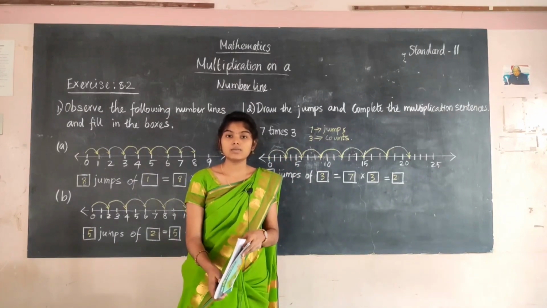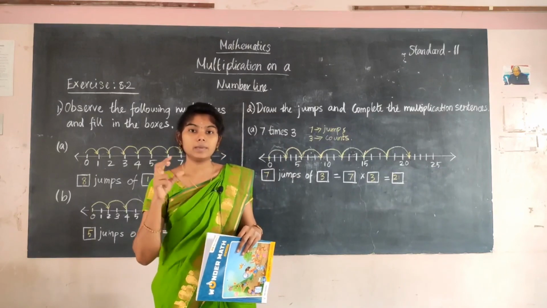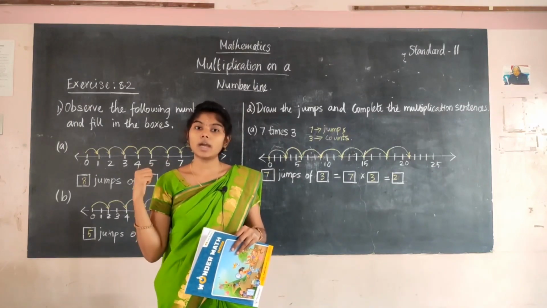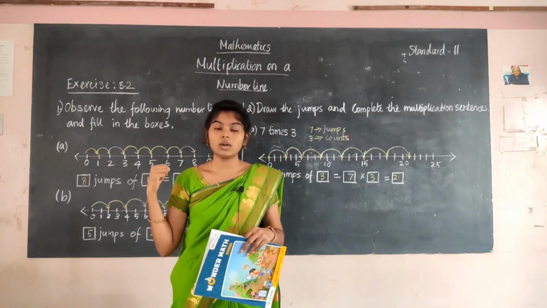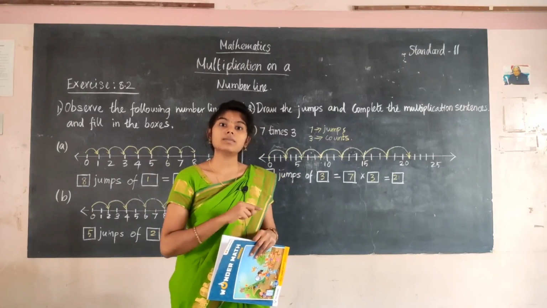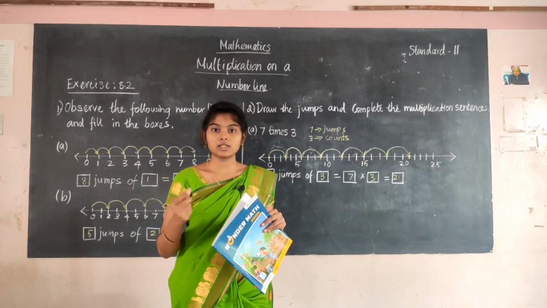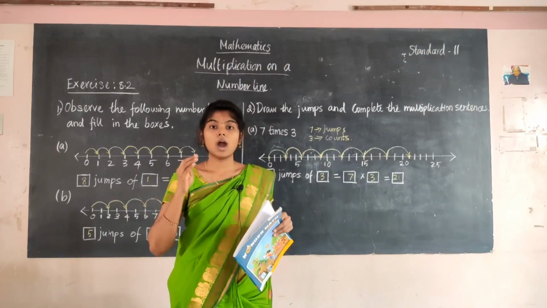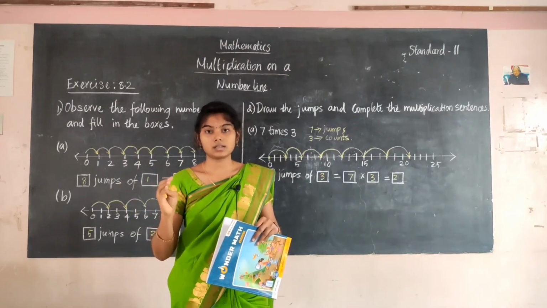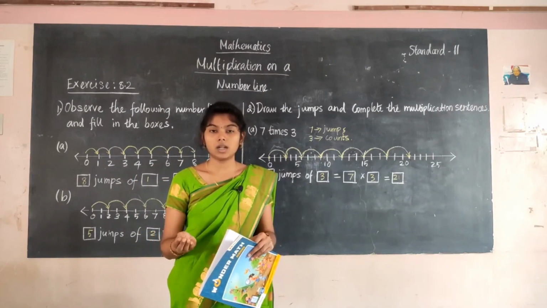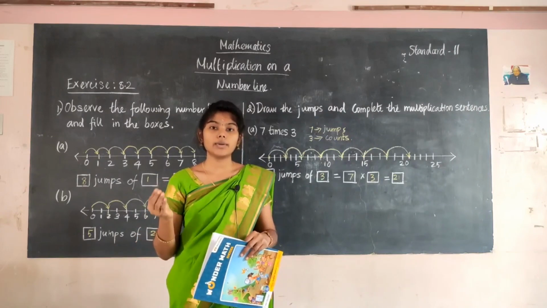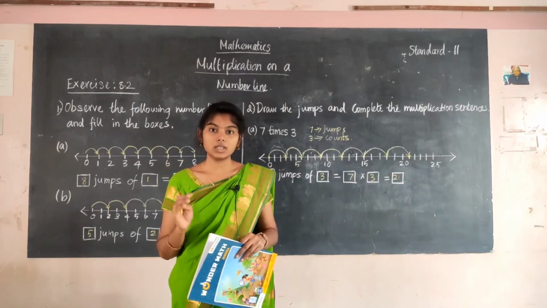So in the next class we are going to learn multiplication tables. So here we have found multiplication on a number line. In the previous class we have seen what a multiplication is, that repeated addition we have seen, and how to write the multiplication sentence. These are all the things we have learned till now. So in the next class we are going to learn multiplication tables.